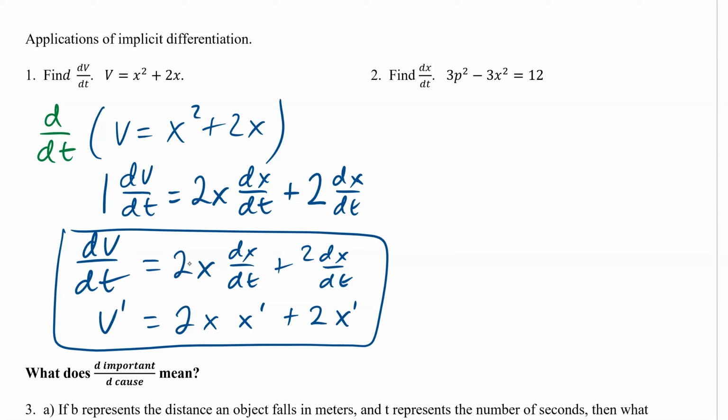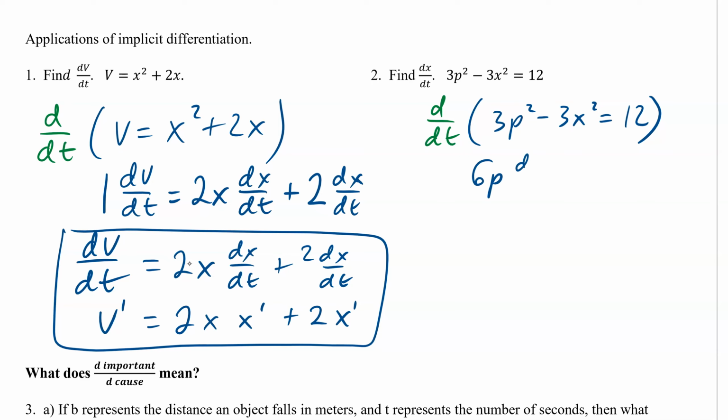Let's try another. On this one, we're doing the same d/dt, so derivative with respect to time, or t in this case. I guess it could be anything we want it to be, but we're going to be using time. So when we do this, it would be 6p, but then it would be dp dt minus 6x, and again, dx dt equals 0.